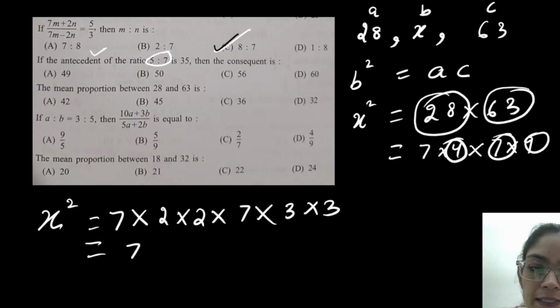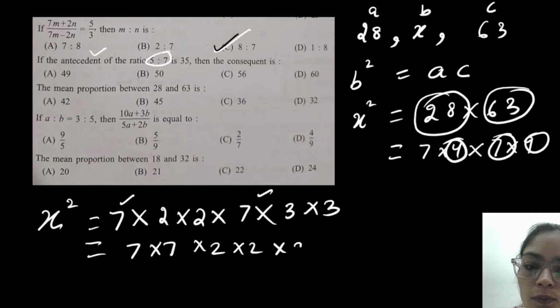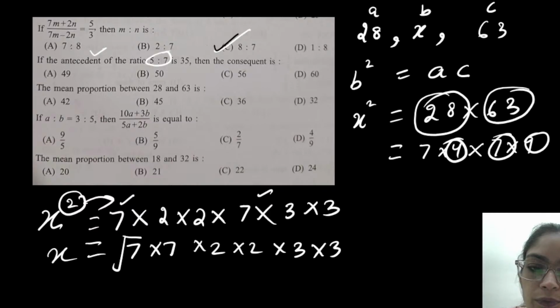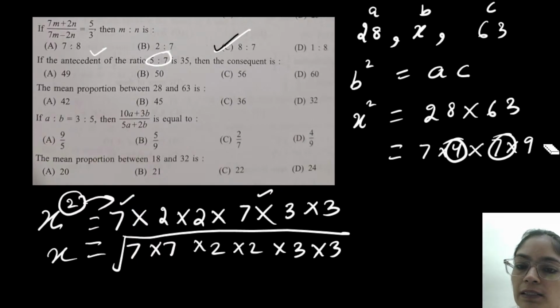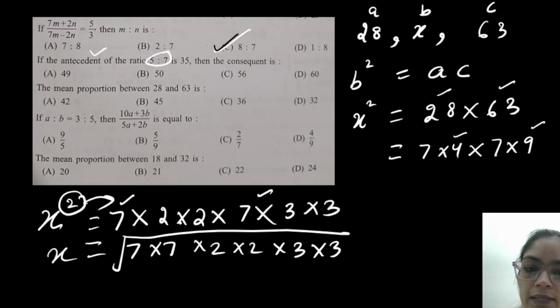So I'll just rearrange. I can write 7 into 7 because two 7s are there, then two 2s, and two 3s. This square, if we shift to the other side, will become square root. Directly after multiplication you can also find the square root, no issues with that, but always factorize, it will be a little easier. I factorized 28 as 7 into 4, and 63 as 7 into 9, then further factorized 4 and 9. So 7 into 2 into 2 into 7 into 3 into 3. When the square shifted to the other side, it became square root.